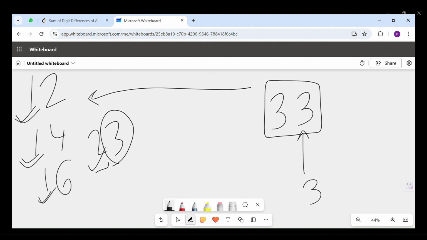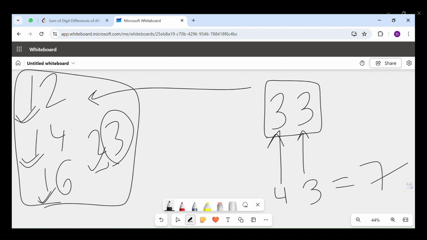Now we will do the same for the tens place. 12, 14, 16, 23. All 4 are different, therefore the tens place difference is 4. Now we just have to sum up all the differences of each place, and so the digit difference for 33 with respect to all the numbers is 7. So the idea is that we will create 10 hash maps. Okay, 0th hash map will calculate all digits for the ones place. First index will calculate for the tens place. Second index for the hundreds place. And we will continue that for all the places.